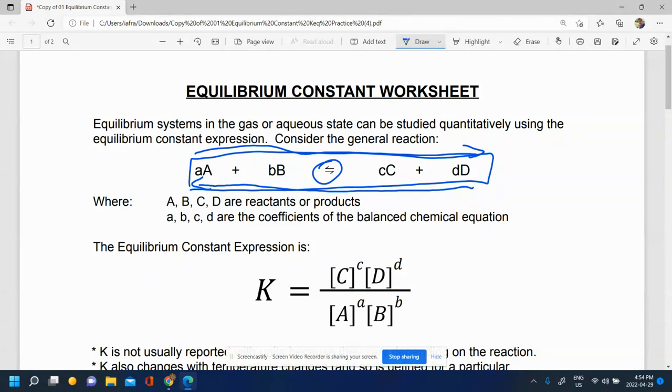If you want to write an equilibrium expression to illustrate this or to determine when equilibrium has been reached, you would write K is equal to the concentration of your products multiplied by each other. Each product must be raised to the power of the coefficient that is in the equation. And then you would divide that by the concentration of the reactants multiplied by each other, and the reactants must be raised to the power of their coefficients in the equation that you see there.